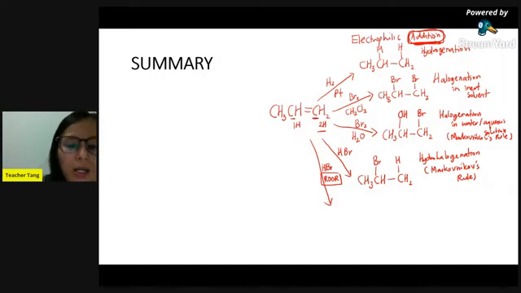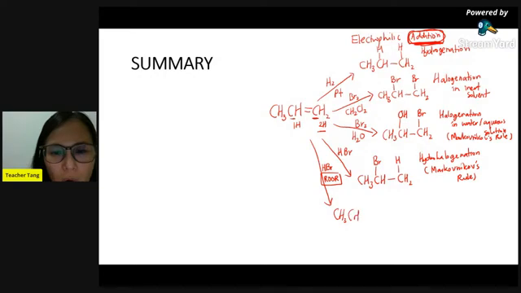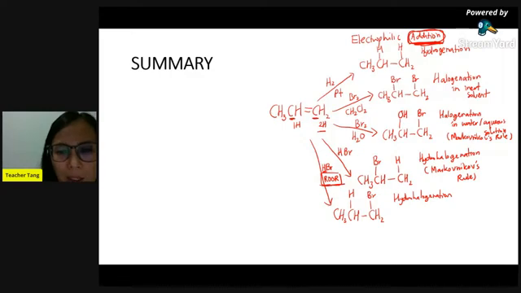Addition can sometimes be anti-Markovnikov if there is a presence of peroxide. So with peroxide, it is anti-Markovnikov, but it is still an addition type of reaction. So the double bond still becomes a single bond, but with the presence of peroxide it is now anti-Markovnikov. So hydrogen needs to go to the carbon with less hydrogen, and Br on the other side. So this is still hydrohalogenation, but with peroxide it is anti-Markovnikov.